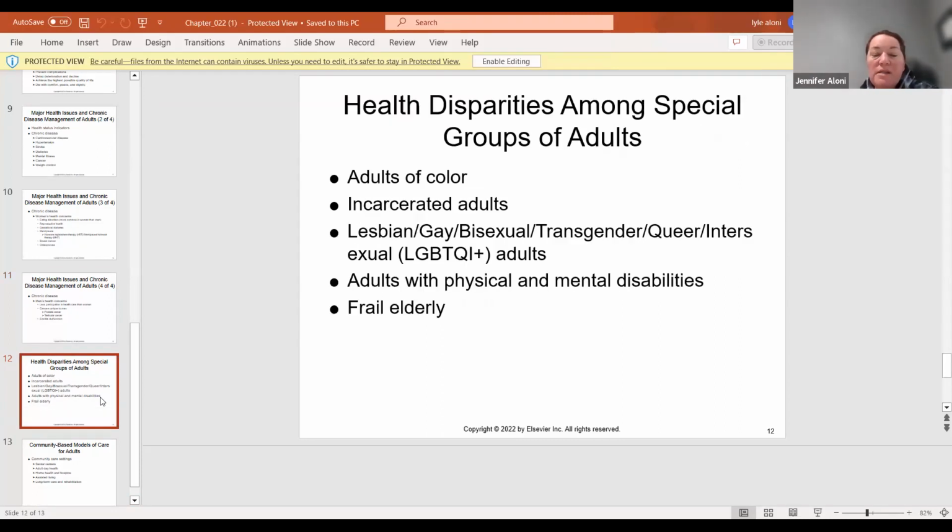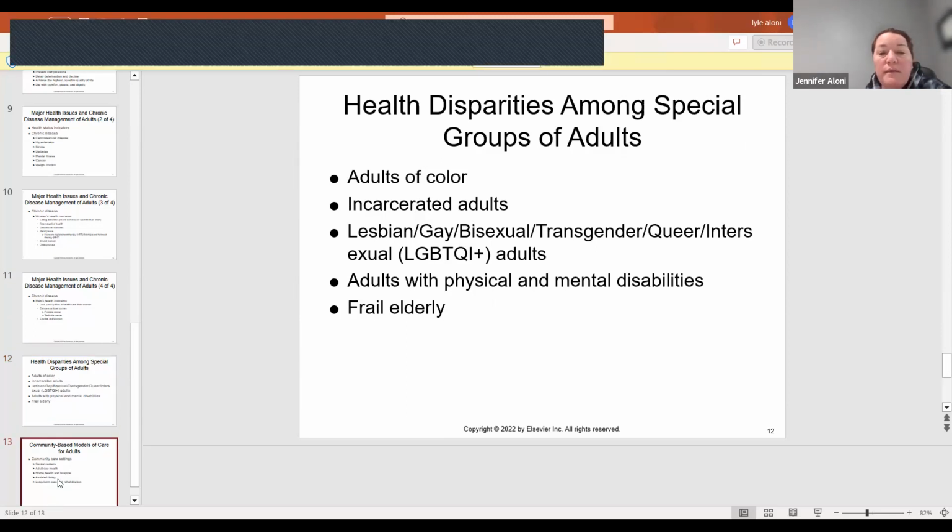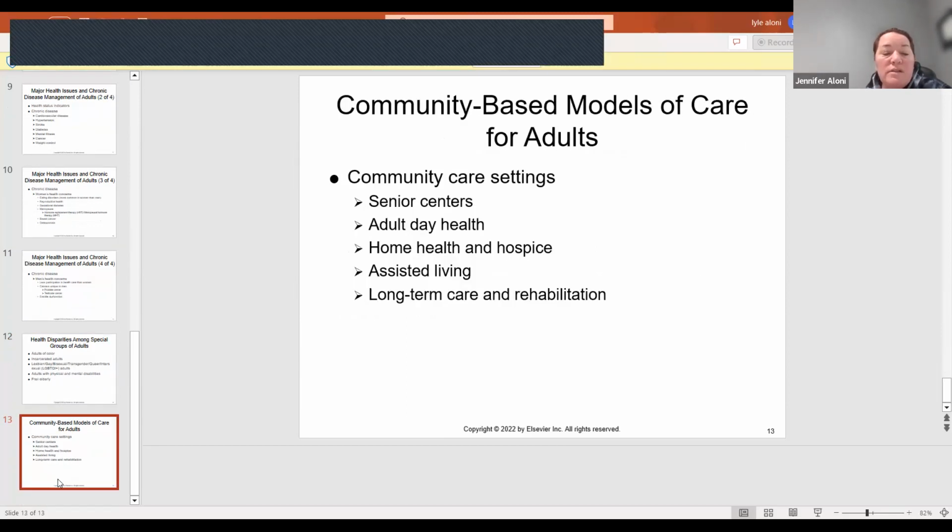So we look at health disparities among our special groups, and that's going to be our adults with physical and mental illnesses, our frail elderly, LGBTQ group, and our incarcerated adults, which are going to be in our prisons. So when we look at our community care settings, we have several for adults. We have senior centers, we have adult daycare centers, we have assisted living, long-term care and rehab, and home health and hospice. So this is how we overlap into that adult community so that we can serve them in the best way that we can.